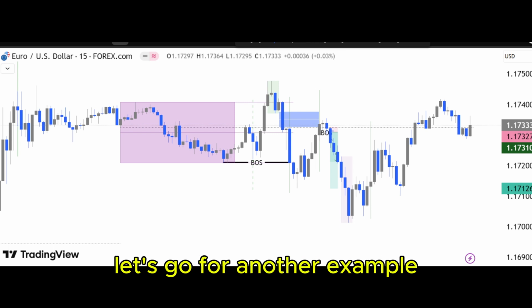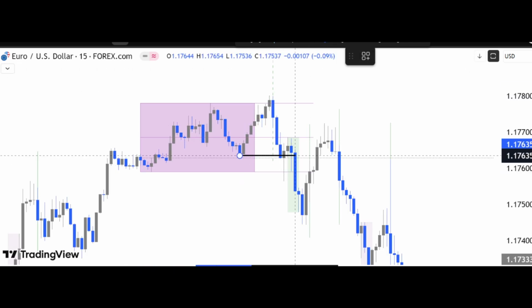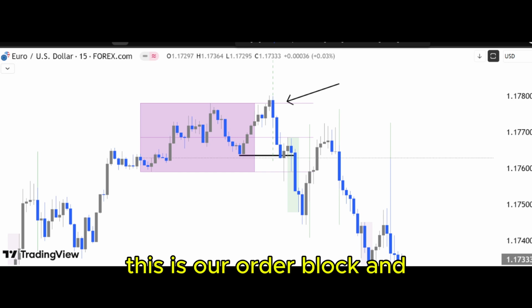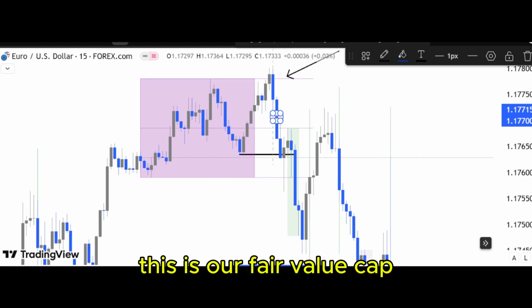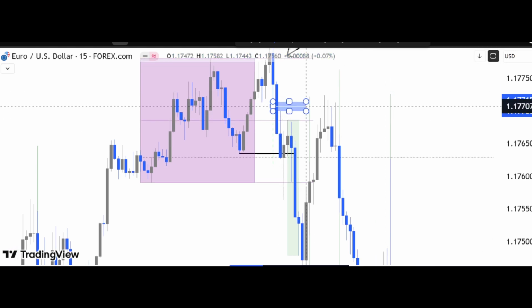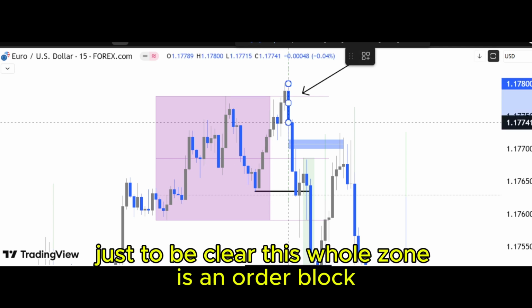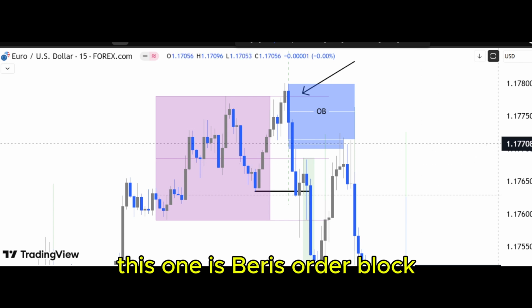Let's go for another example. We have here our break of structure. This is our order block and this is our fair value gap. Just to be clear, this whole zone is an order block. This one is a bearish order block.